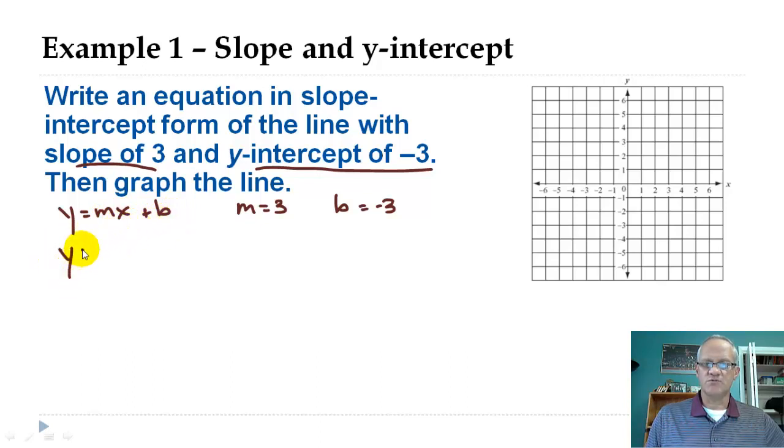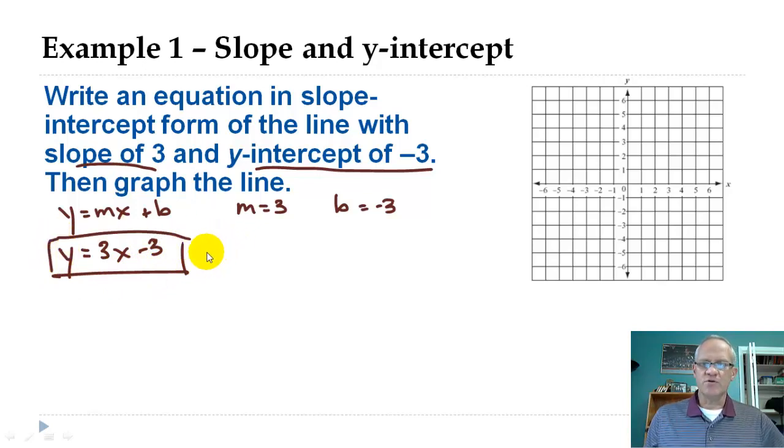So our equation will just be y equals 3x, with 3 going in for m, and b would be -3. Now, even though this says plus b in the equation, it's a lot cleaner and simpler, instead of writing plus a negative, to just write -3. So that would be a better way to do that. Just write 3x minus 3.